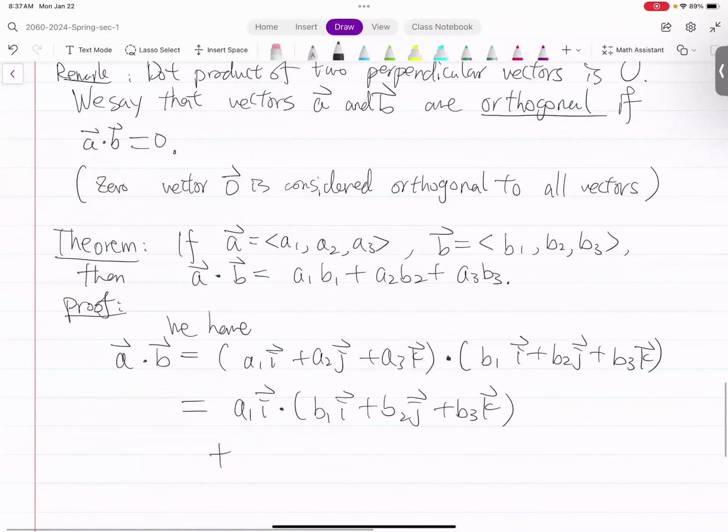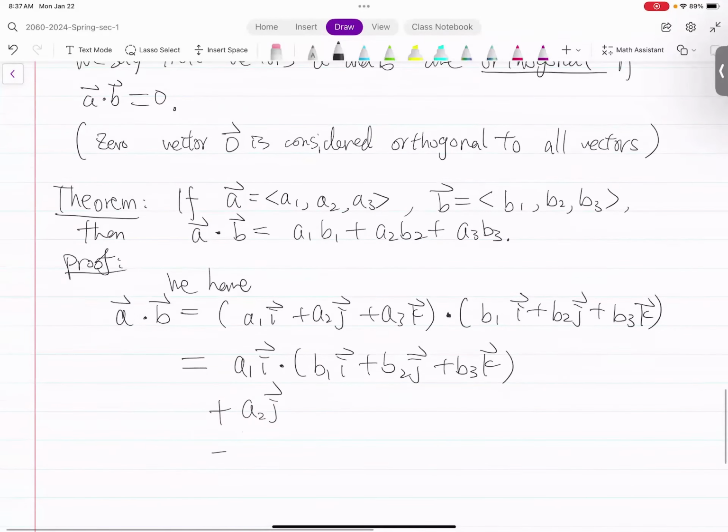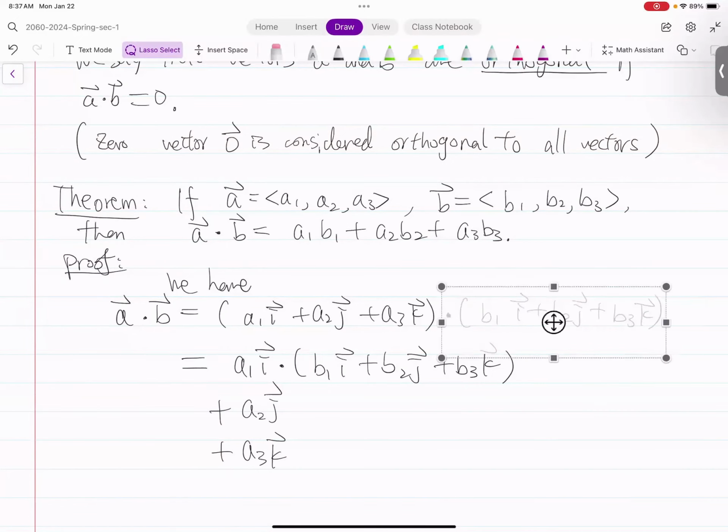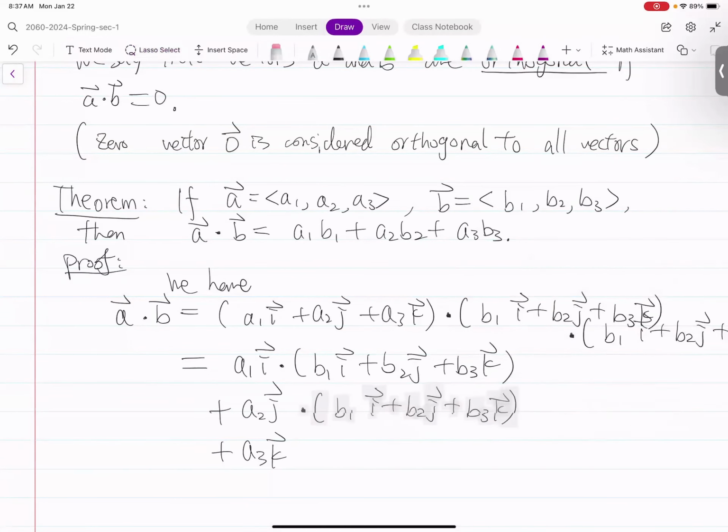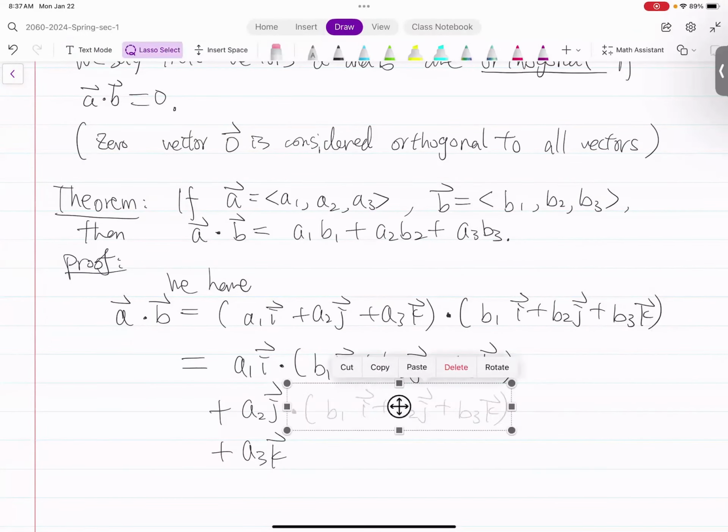Plus, so now vector A can be distributed into three components, right? Since I do have an iPad that I'm using, I can cheat by copying the vector B that I have, so let me do it nicely so that I don't have to erase anything. Copy, paste.